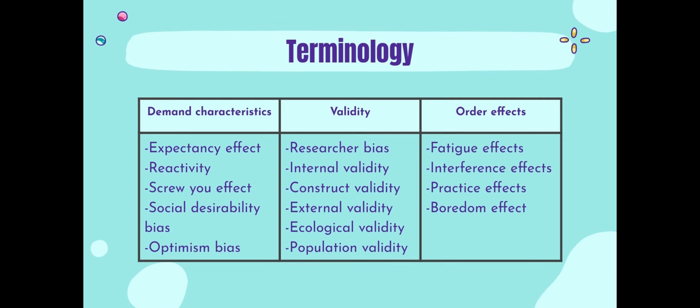Now, we have a handy terminology slide that groups these ideas. Under demand characteristics, we see terms like expectancy effect, reactivity, screw-you effect, social desirability bias, and optimism bias. These are all ways participants might unintentionally or intentionally alter their behavior. Under validity, we're reminded to consider things like internal validity, construct validity, external validity, ecological validity, and population validity. Finally, under order effects, we have fatigue, interference, practice, and boredom effects. These show how repeated measures can wear people out or improve performance just from practice.